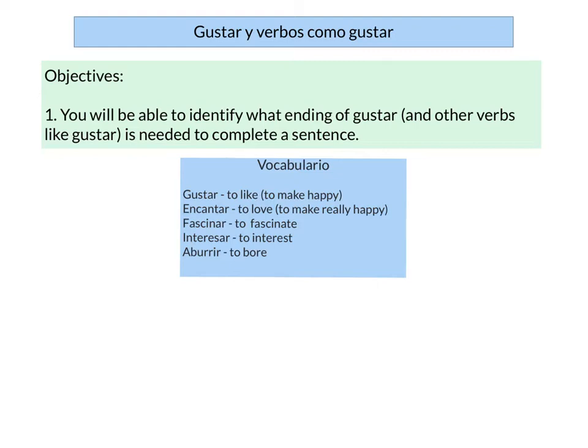First, let's look at some of the vocabulary that we will use in our examples and in our practice activities. The first verb is gustar, which means to like, or another way to think of it is to make happy, when something makes us happy. The next verb, encantar, is to love something, or when something makes us really, really happy. The next verb, fascinar, is a cognate. It means to fascinate. The next verb is also a cognate, interesar, which means to interest. And the final verb, aburrir, means to bore.